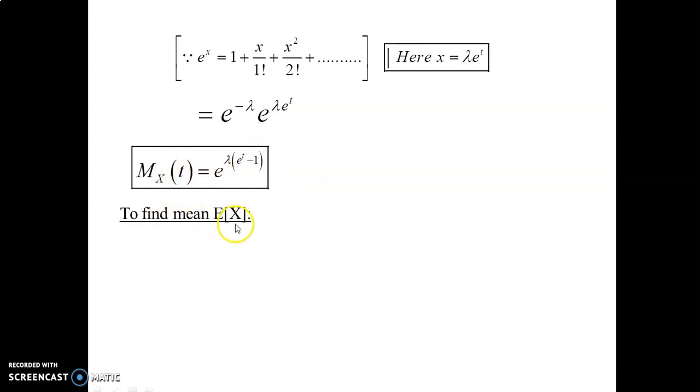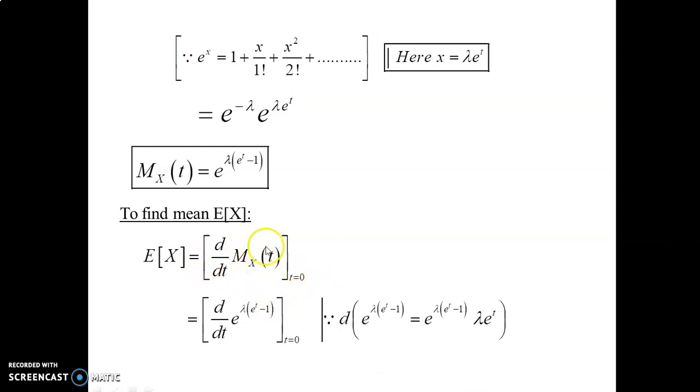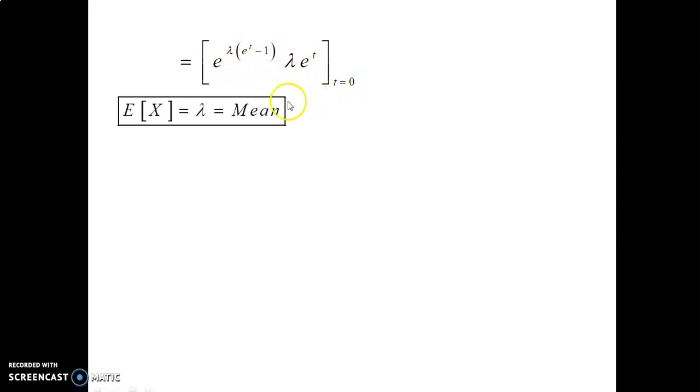Next we want to find the mean, that is E of x. The E of x formula is d by dt of Mx of t at t equal to 0. Now substitute the Mx of t value: d by dt of e power lambda into (e power t minus 1). The differentiation of e power lambda into (e power t minus 1) equals e power lambda into (e power t minus 1) into lambda into e power t. So substitute this value at t equal to 0. Next the E of x equals lambda.